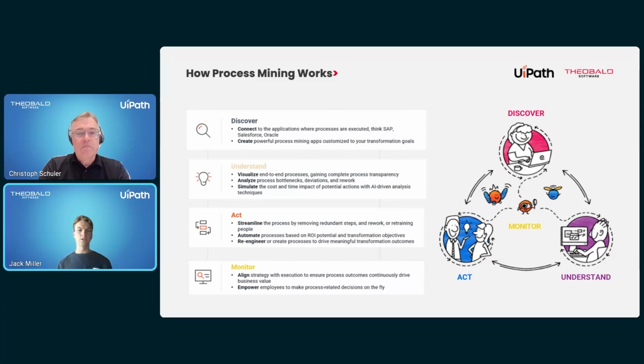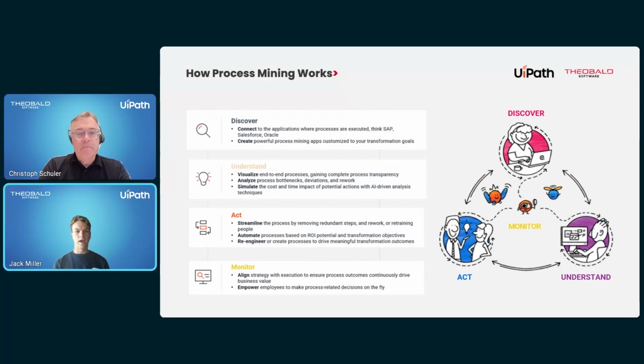It allows you to analyze process bottlenecks, any deviations between the process, and any rework that might be happening that might be leading to higher throughput time than expected. We also allow you to simulate the cost and time impact of potential actions. So this might mean bringing an automation into a certain step, bringing an agent within a certain step to automate that, or to rework and re-engineer that step, removing it, adding it, to overall understand how you could further act, which is step 3.